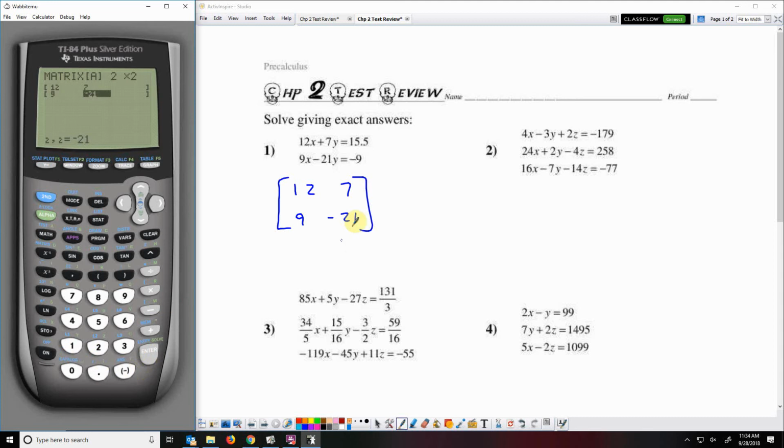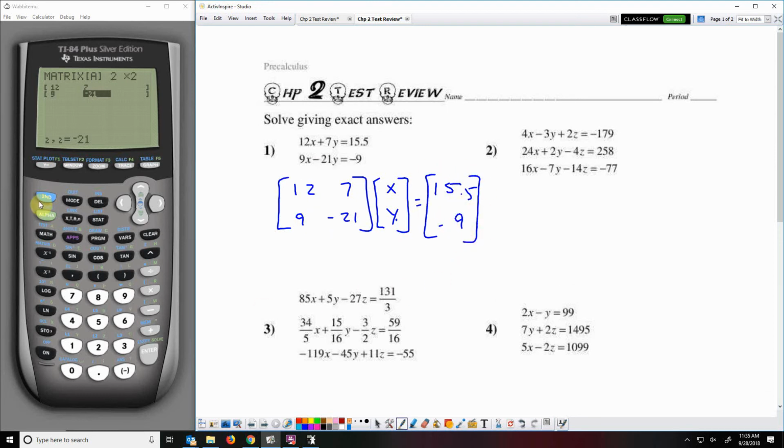And the reason I can do this is if I turn this into two matrices, an x and a y there, so I've turned this side into two matrices. If I multiply these matrices, I get 12x plus 7y as my top row, and I get 9x minus 21y as my bottom row. So I'm basically just unmultiplying these matrices to build that matrix. And the other matrix is 15.5 and negative 9.